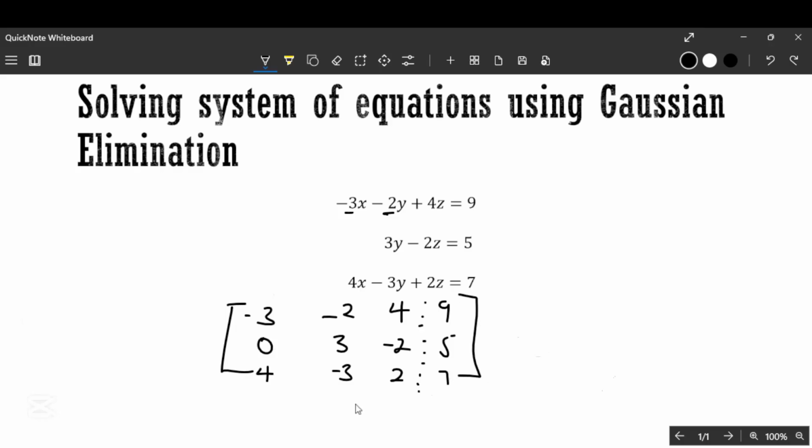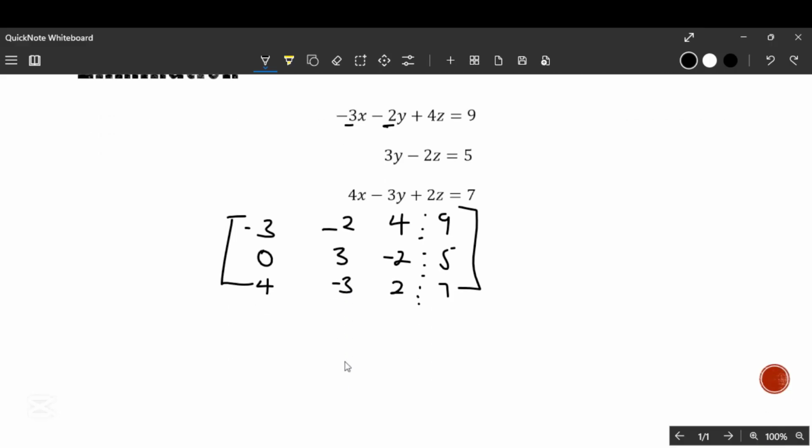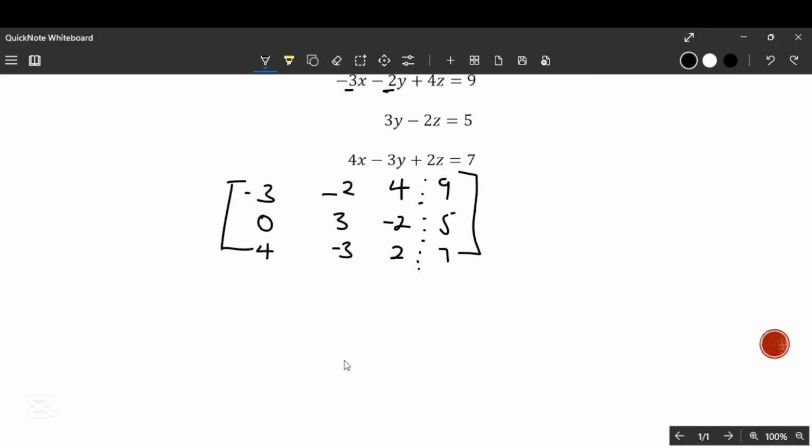Great. Now what we have done here is created an augmented matrix for the system. That is great. So the next thing to do here is to use the row operations to reduce the matrix to a row echelon form.